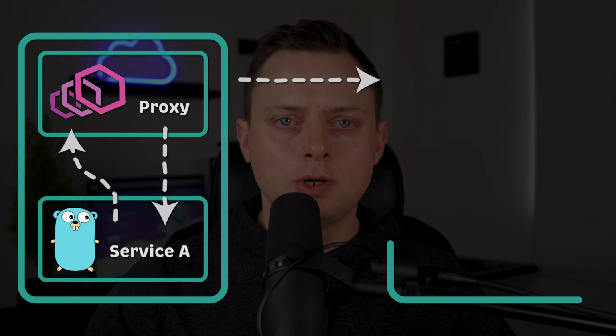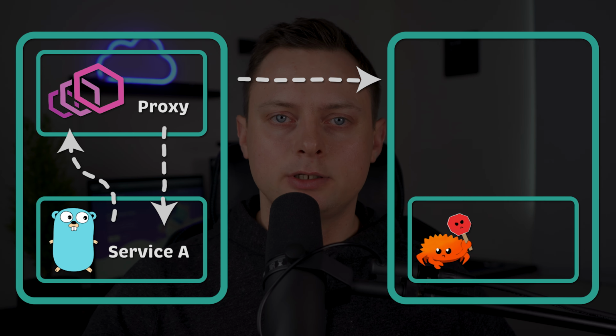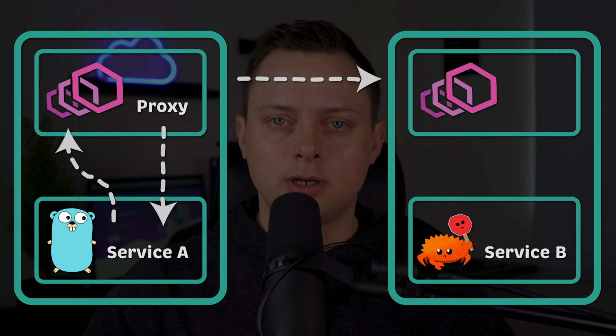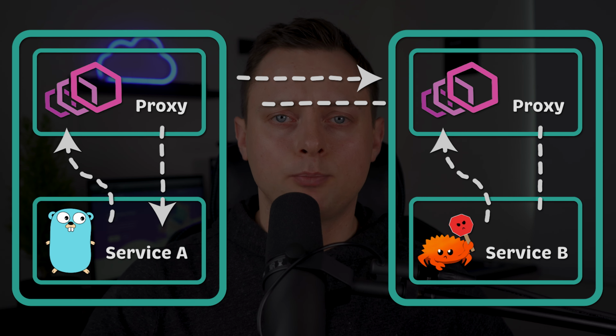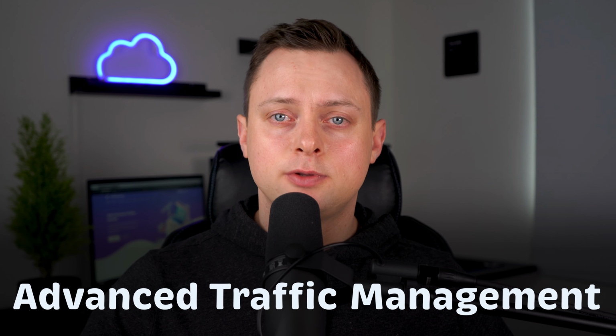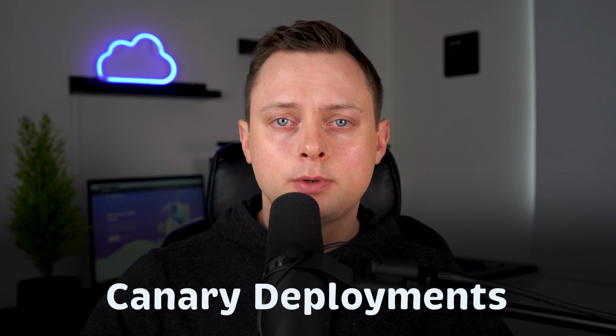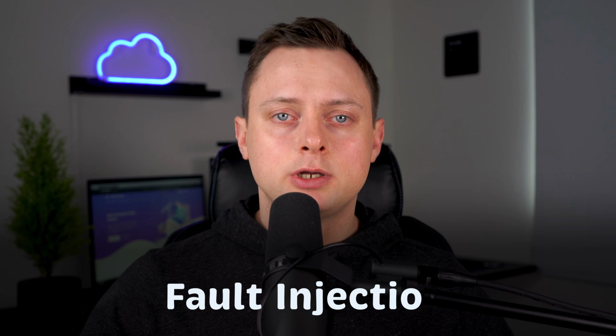The sidecar container intercepts all traffic to and from the microservice, handling traffic routing, load balancing, service discovery, and other important networking tasks. Istio also provides advanced traffic management features like Canary deployment, A/B testing, and fault injection.